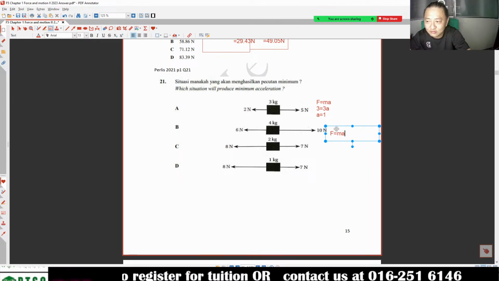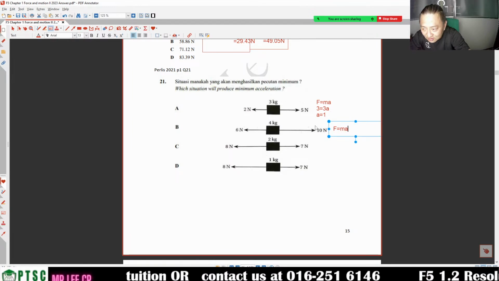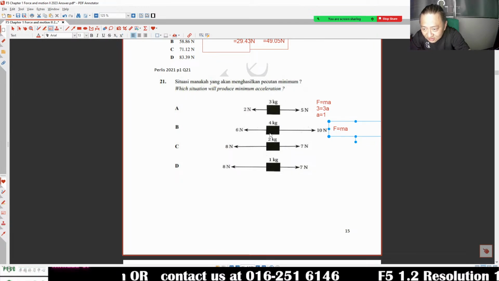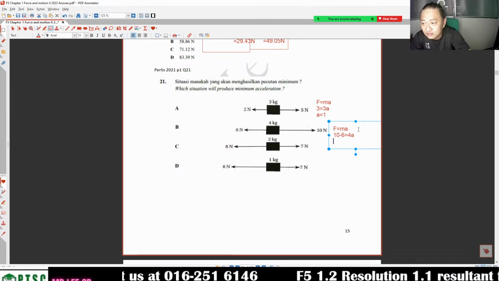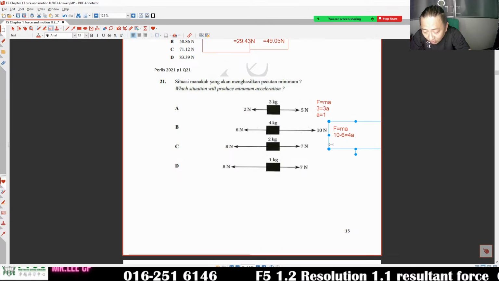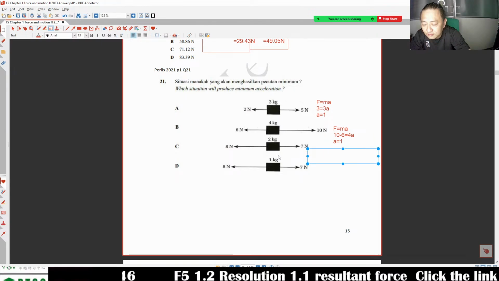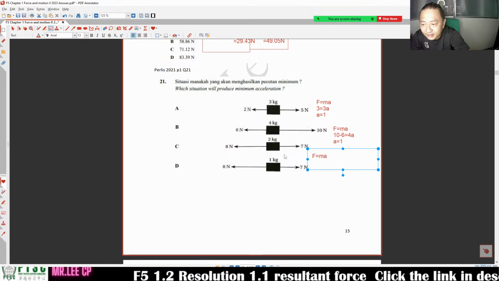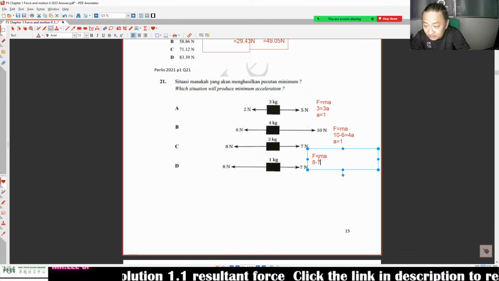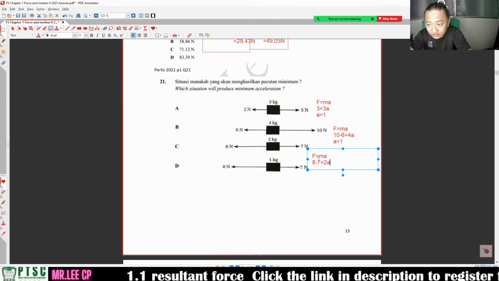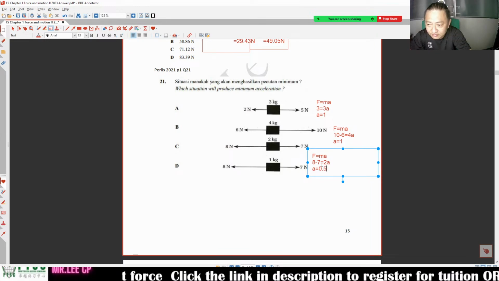F is equal to MA, second one. F, net force. 10 minus 6 is equal to MA, 4A. So 4 divided by 4, A is still 1. This one: F is equal to MA. F, net force, big minus small. 8 minus 7 is equal to 2A. So 8 minus 7 is 1, 1 divided by 2, A is equal to 0.5.